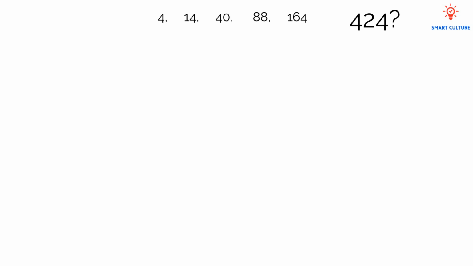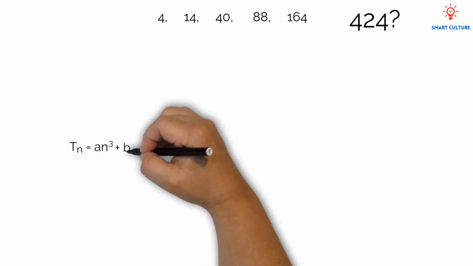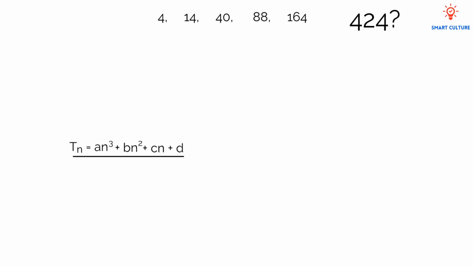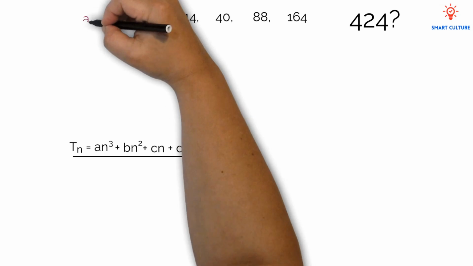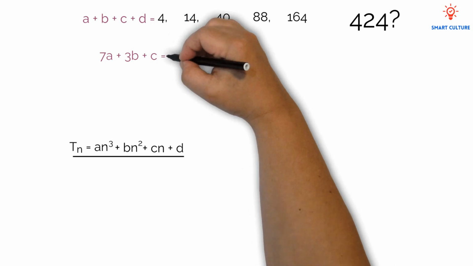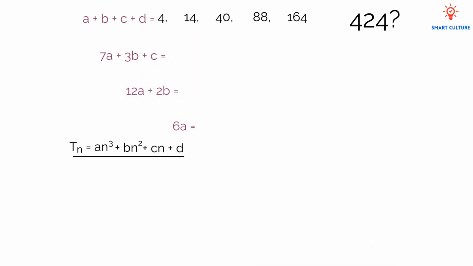So what we'll do first is determine the rule for this cubic sequence, and then we'll use this rule to determine the position of 424. So let's start. We can write down the formula. Tn is equal to an cubed plus bn squared plus cn plus d. Now remember, we have 4 equations that we'll use to determine the rule for this cubic sequence. Let's write them down. a plus b plus c plus d, 7a plus 3b plus c, 12a plus 2b, and lastly 6a.